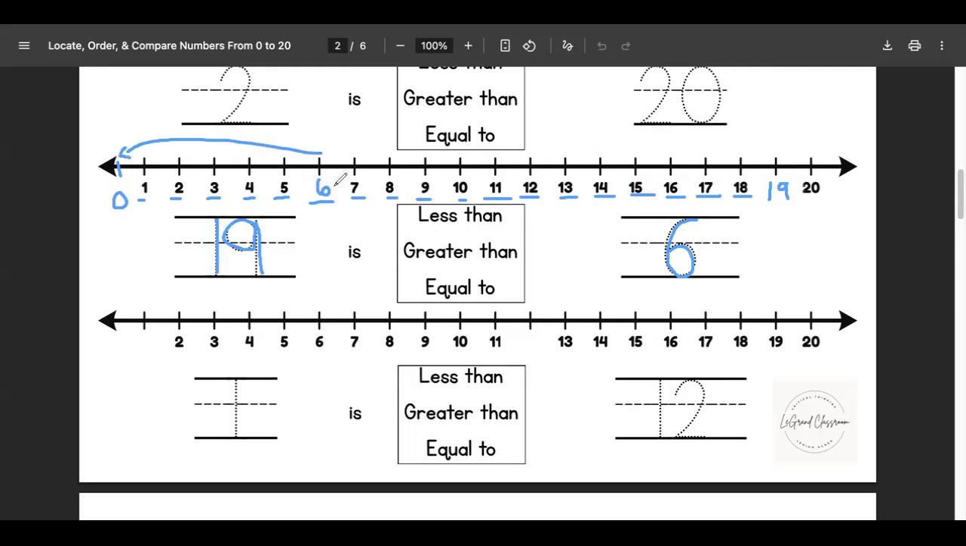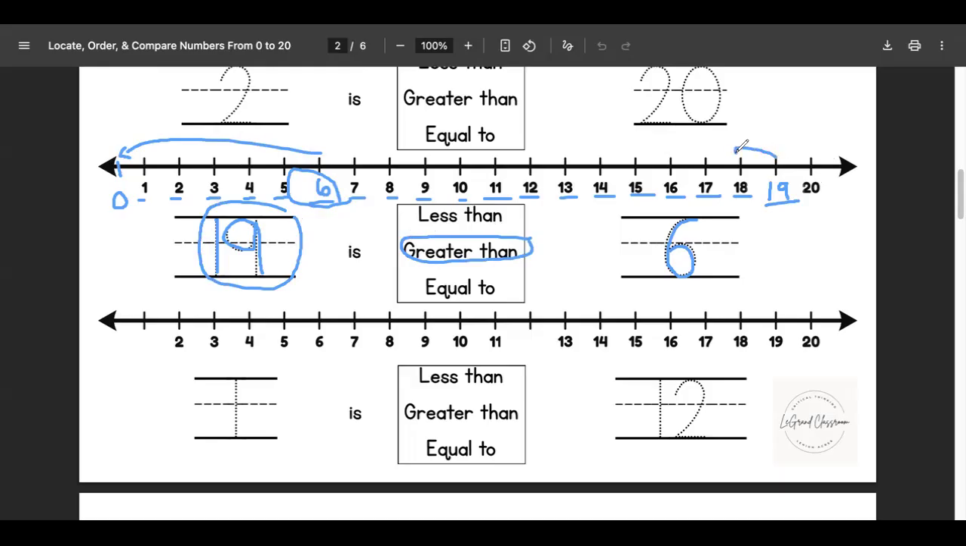So that means that 6 is less than what? If you said 19, you are correct. Why? Because 6 is closer to 0 than 19 is. So that means that 19, right here, 19, is greater than 6. Right? Why? Because again, 19 is further away from 0.